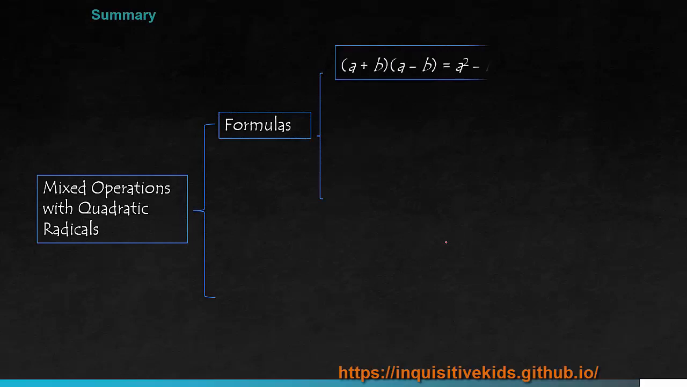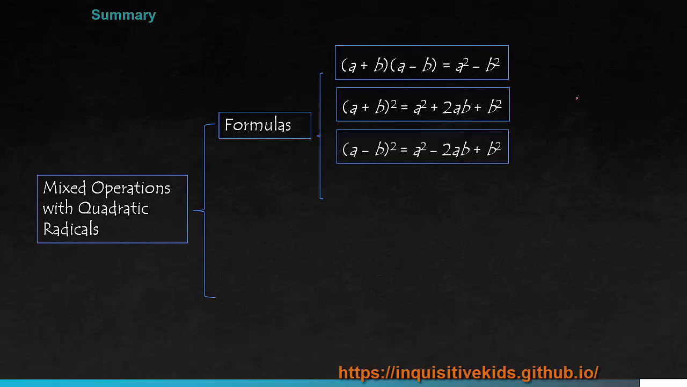So here's our class summary. Today we learned about mixed operations with quadratic radicals. The formulas we're going to use later on with these operations would be a plus b times a minus b equals a squared minus b squared. That is a square difference formula. And this formula is the perfect square formula. The sum of ab squared equals a squared plus 2ab plus b squared.